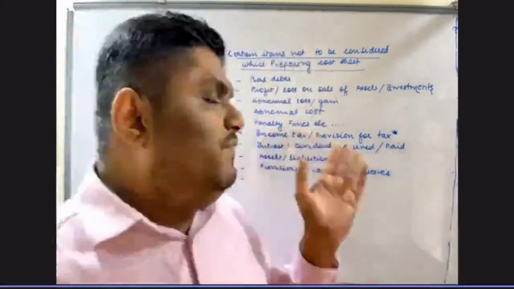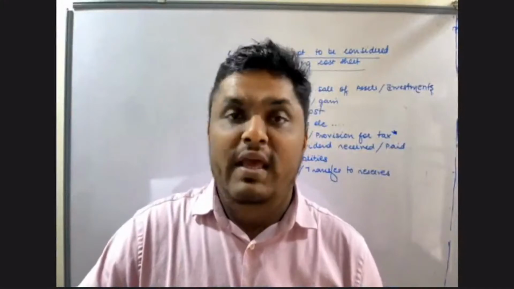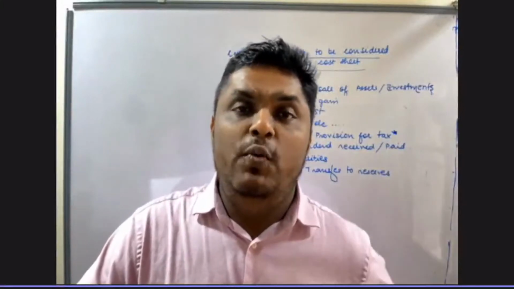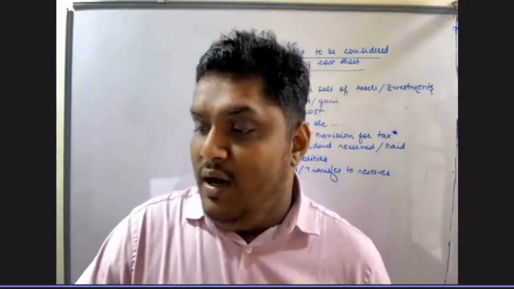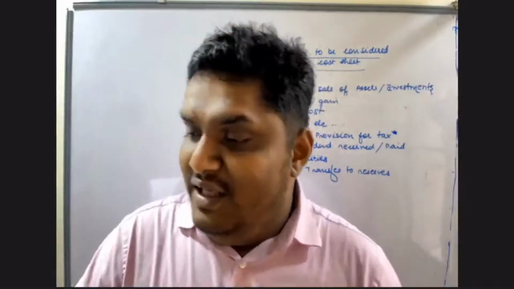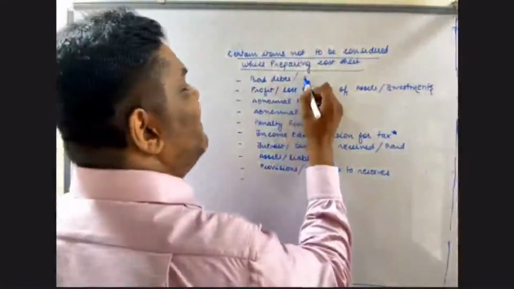Penalties, fines, etc. includes demurrage charges also, for your reference. Can anyone suggest me a few more points of what is not covered in cost sheet? Grant is covered. Yes, bad debts and bad debts recovered.